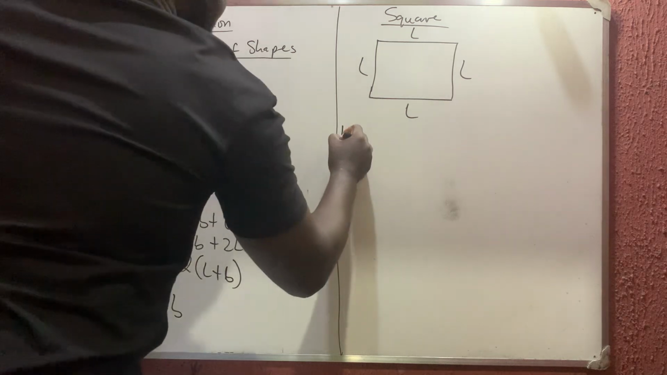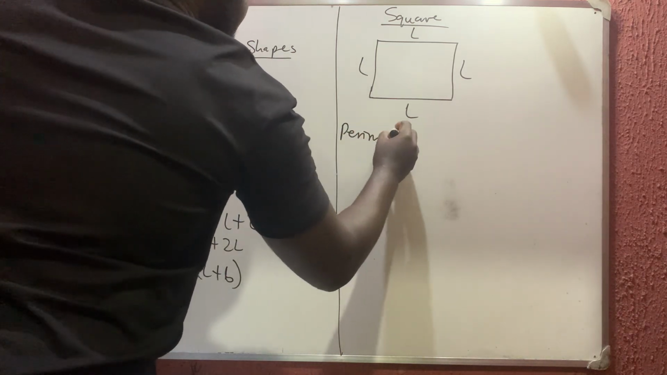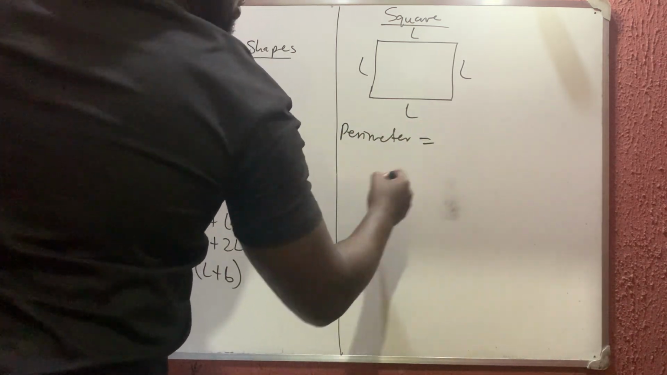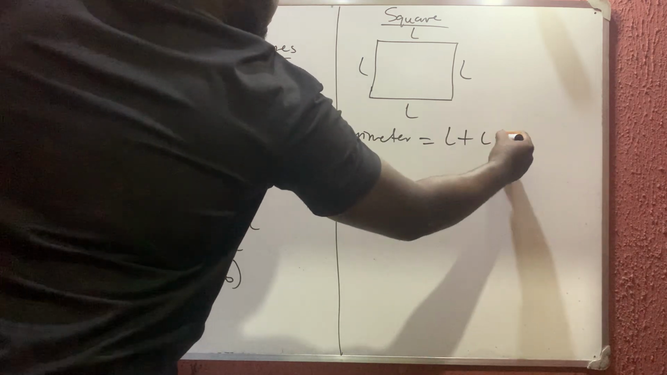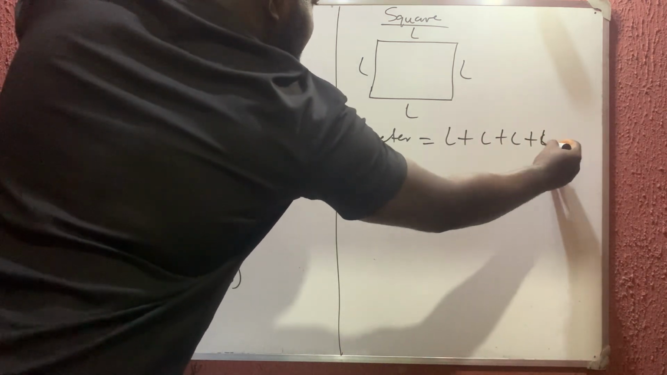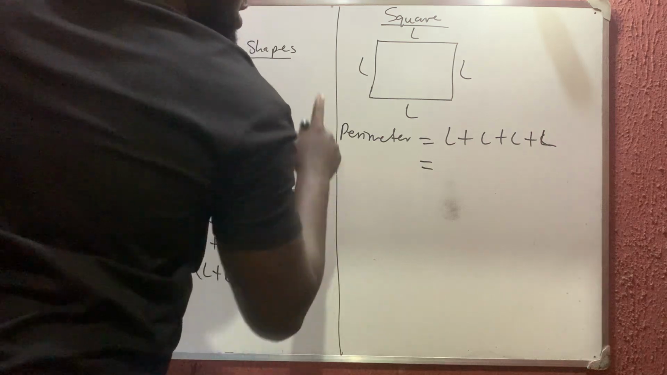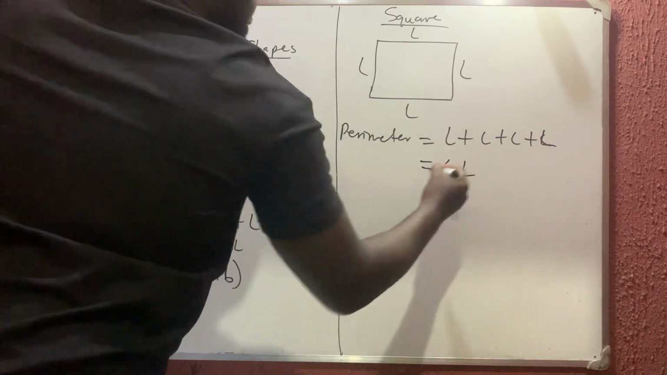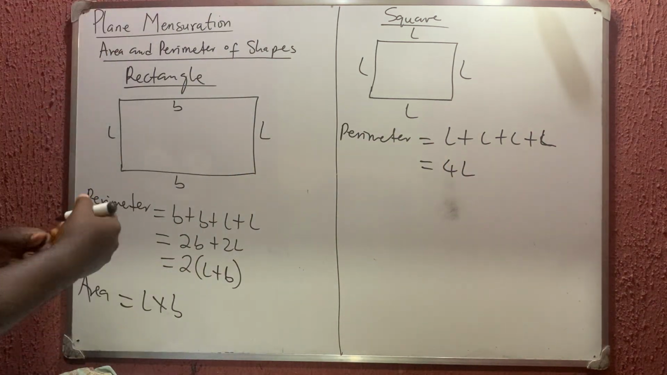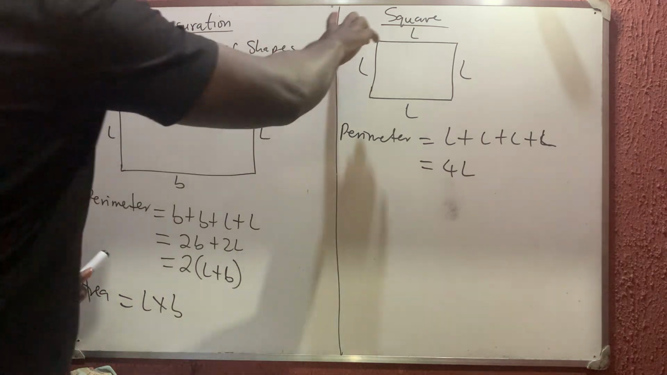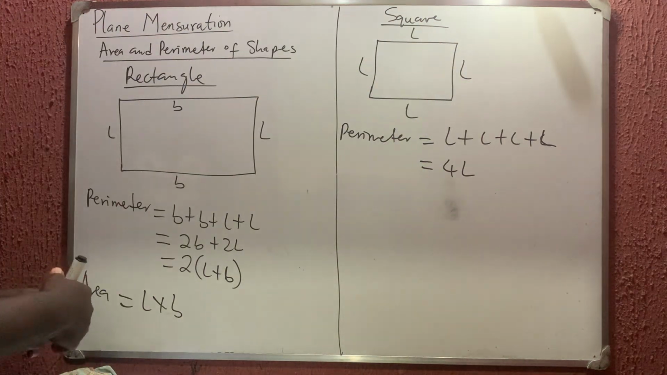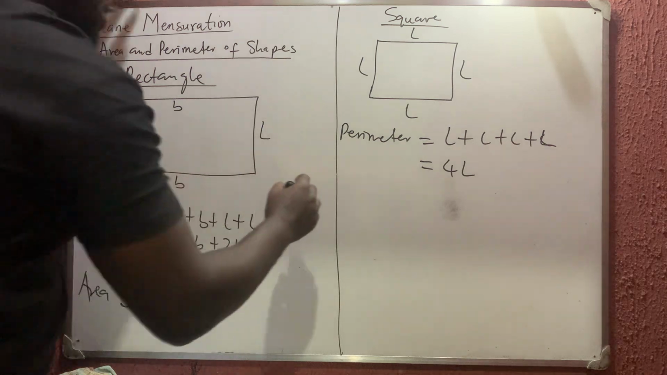So we know that for perimeter, here should be what? L plus L plus L plus L. So that is why we conclude that the perimeter of a square is 4L, 4 times L. If you did not remember this formula, just add all the sides of this square, then you have gotten the perimeter.